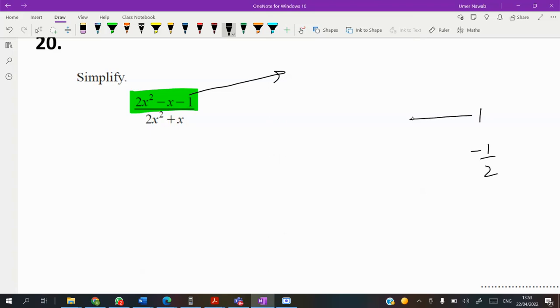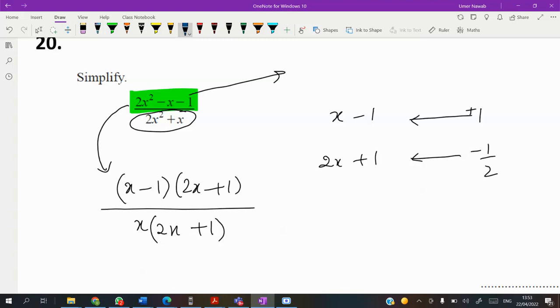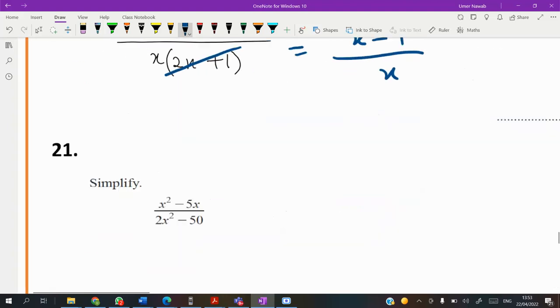You remember how to write it in the factor form? So this is x minus 1 because it's plus 1. How to write minus 1 over 2 in the factor form? So 2x plus 1. So the factors of the numerator are x minus 1 and 2x plus 1. In the denominator, what is common? x is common. So I will be getting 2x plus 1. Didn't I tell you that you will definitely get something common up and down? 2x plus 1 should be cancelled with 2x plus 1. What is left to me? x minus 1 over x.